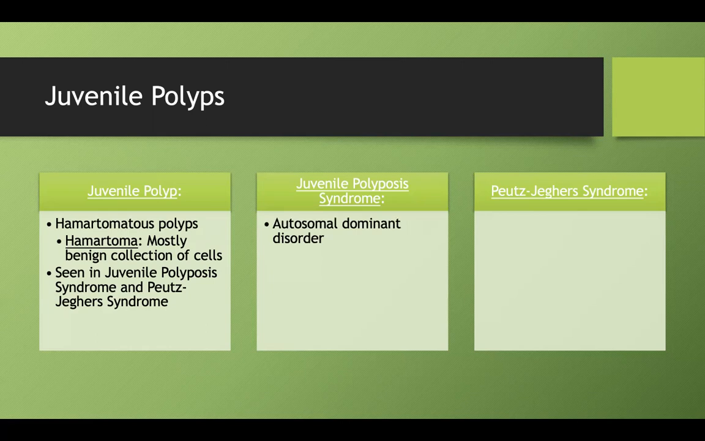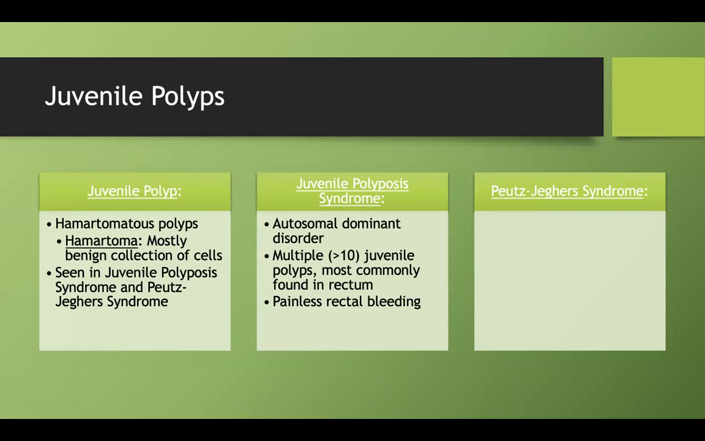Let's start with juvenile polyposis syndrome. This is an autosomal dominant disorder. And as the name suggests, you get multiple juvenile polyps, usually found in the rectum. And so because of all these polyps, your presentation is going to include painless rectal bleeding. And because they're mostly benign, but do have some malignant potential, this does increase your cancer risk. So you have to get surveillance colonoscopies.